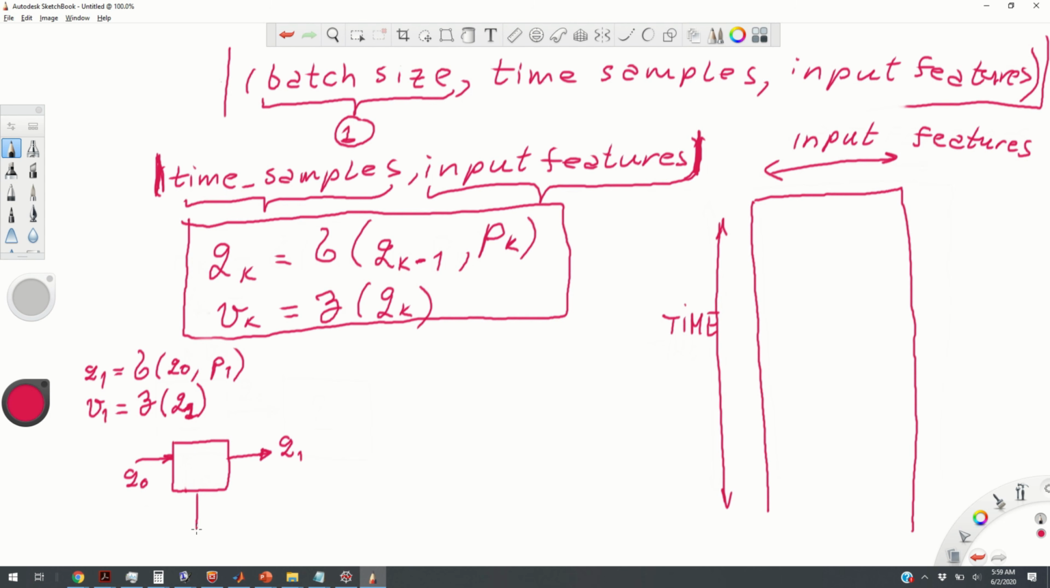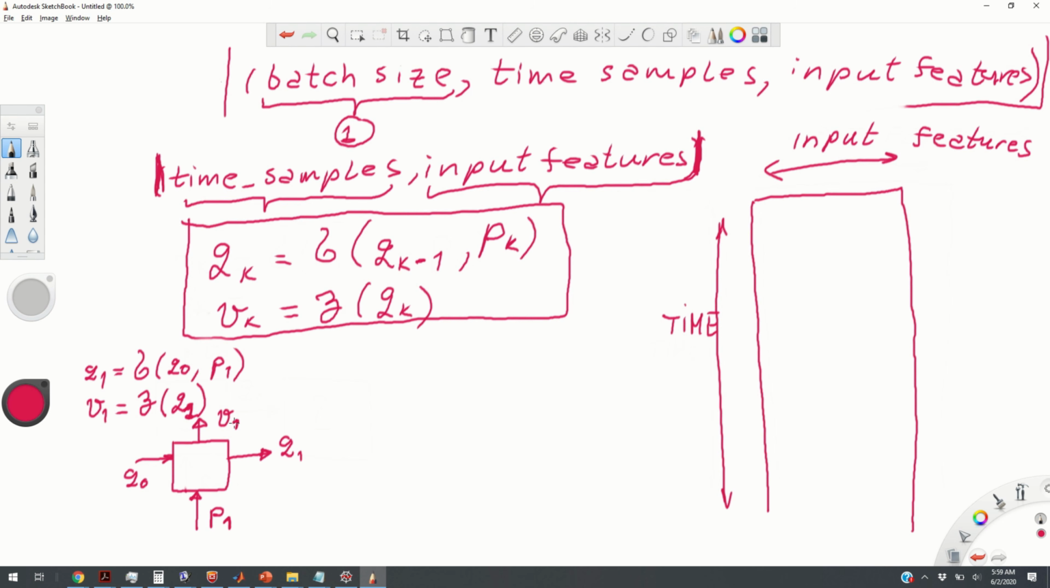Then we have an external input to the network at time instant 1. So we take P1 and Q0 and apply them to a function sigma to get the output. Not the output, I should be careful here. This is the state at time instant Q1. And we are getting the outputs at V1.